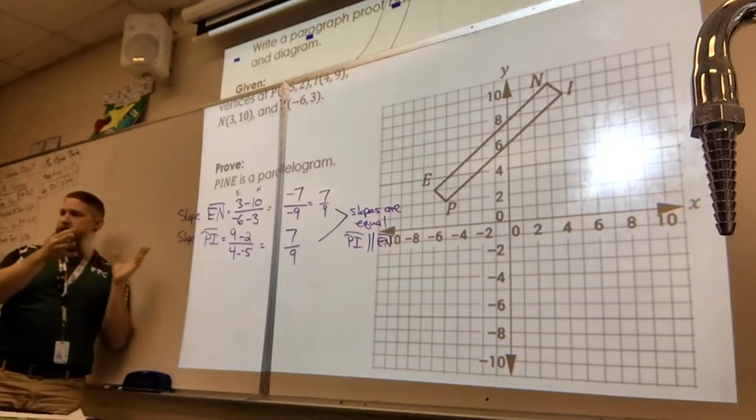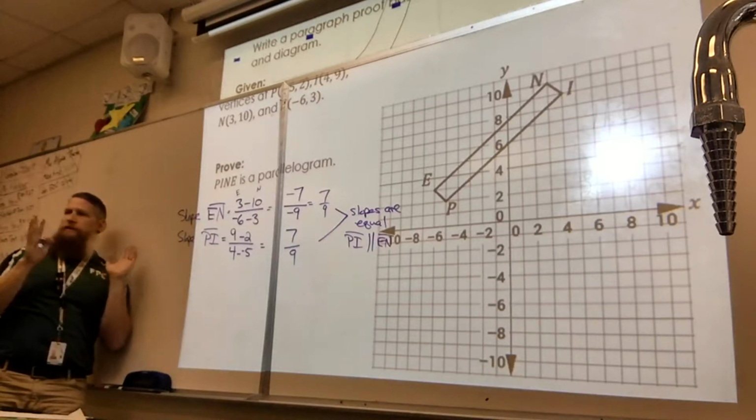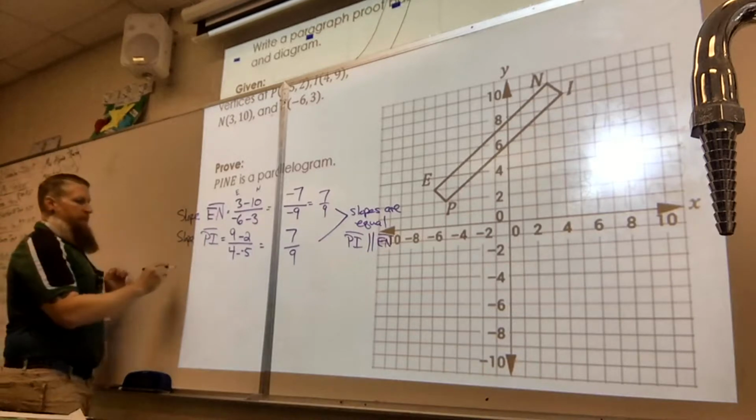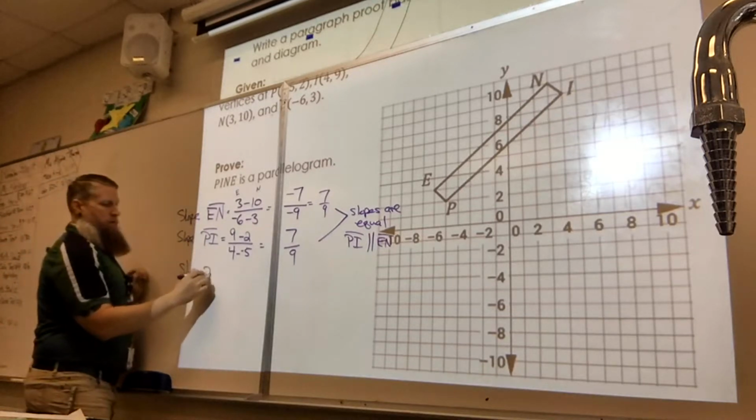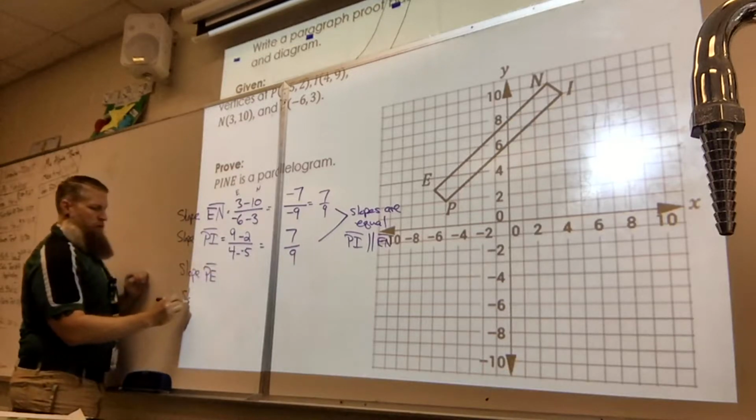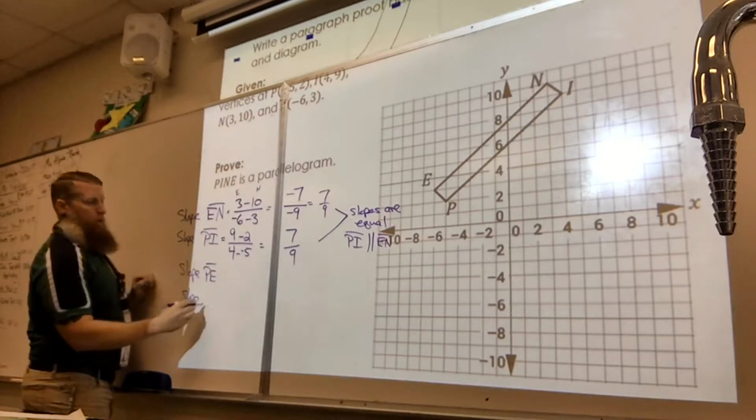Okay, so in essence, what I did there, that's like the first half of the proof. The way I wrote it there is fine. Then I would move to the next pair of opposite sides. So I would look at the slope for PE and the slope for NI.